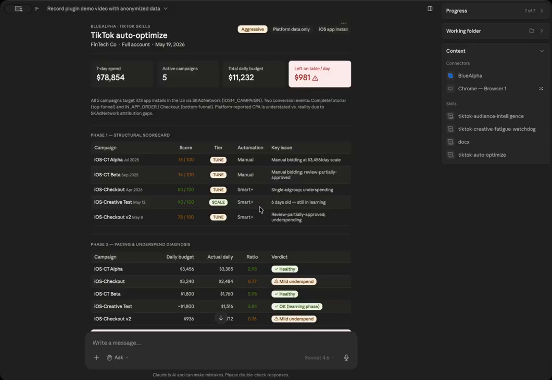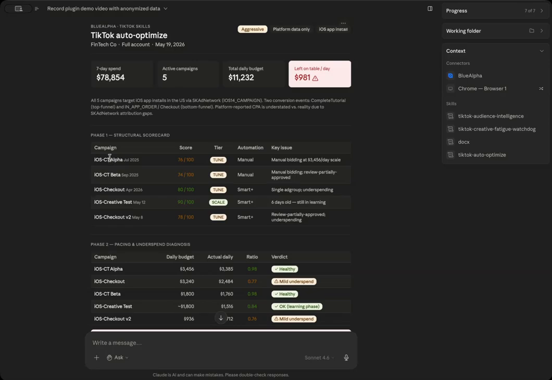So jumping right in, this company called FinTechCo from May 9th teams actually spent around 80,000 over the last 7 days, has 5 active campaigns, and the total budget is around 11,000. And we believe that there's roughly 1,000 left on the table, right? This is a mobile fintech application, so we have iOS app installs as well as Android. And it has 2 conversion events, which is completing a tutorial and an in-app order, for example. Then platform CPAs are understated, because of the SKAdNetwork attribution gaps. For this, they're using one of the other MMPs that are out there.